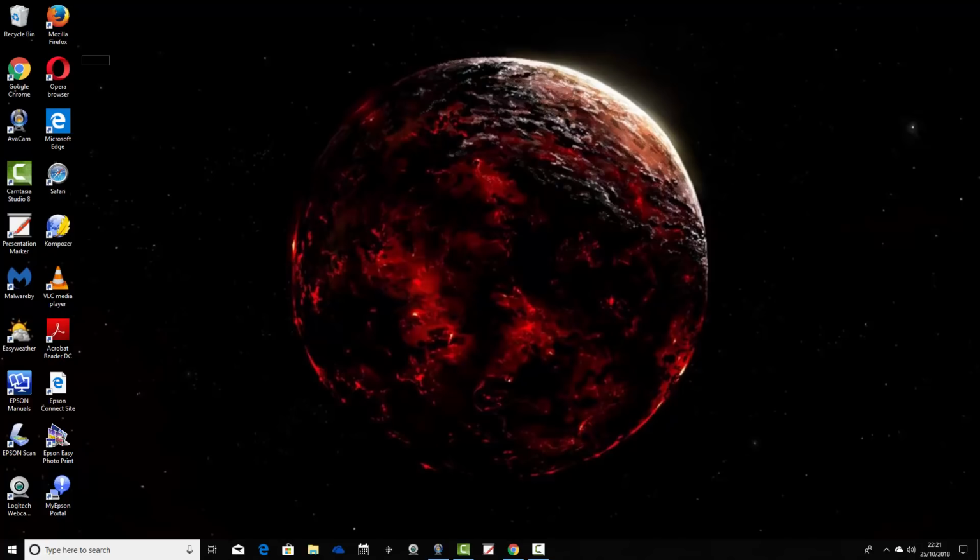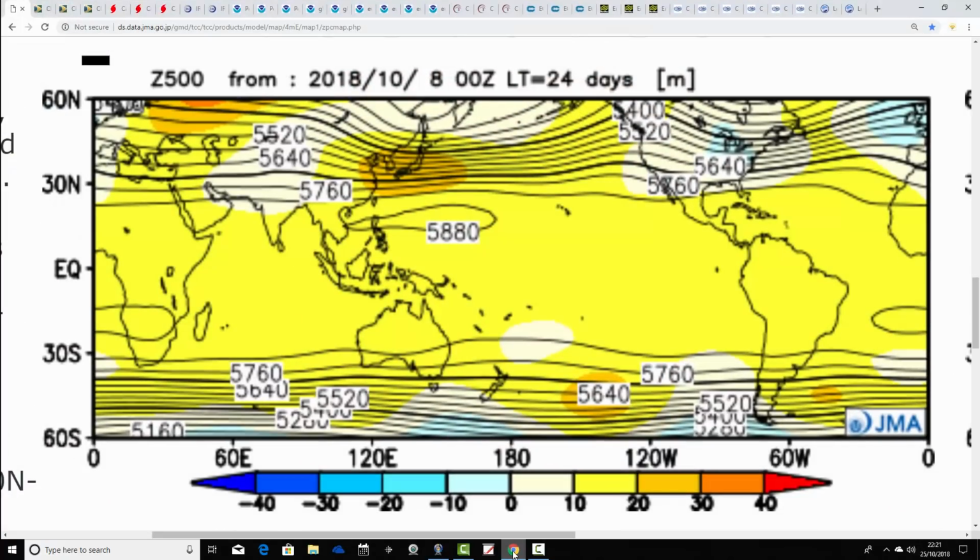So without further ado, we'll get on with your second winter 2018-19 seasonal model roundup, and we're going to begin with the JMA. So this is the 500 millibar height anomaly flowchart from the JMA for November through to January. This doesn't quite cover the full winter period yet. All of the other models in this update will cover the full winter period, but this one doesn't yet quite cover the winter ahead.